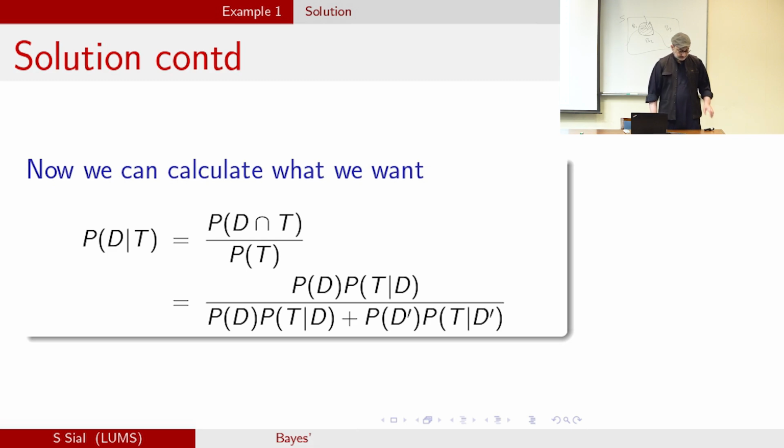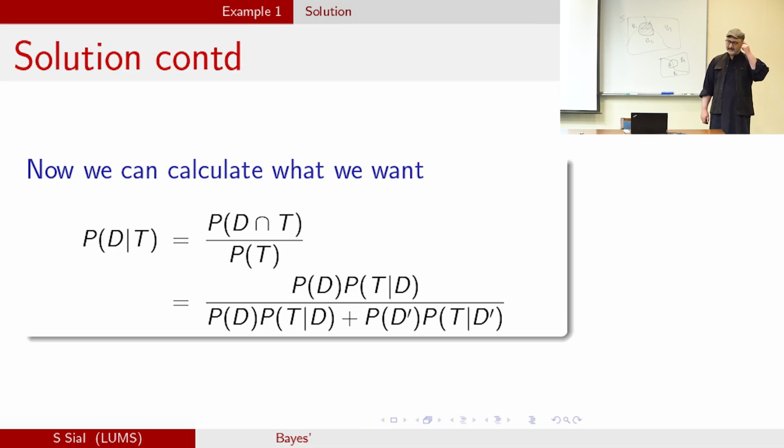All right. So I want the probability of D given T. So I'll just write that down. I know what that is. The formula for that is the definition of conditional probability. So that's the probability of D intersection T divided by the probability of T.